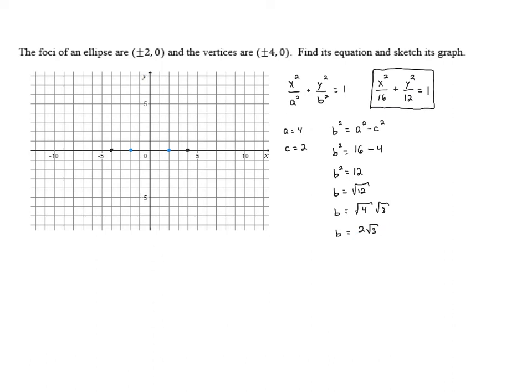b is equal to 2 times the square root of 3, which is approximately 3.5. So we can put our y-intercepts up at 3.5 and down at negative 3.5. And once we know where those are, we can finish sketching the graph of our ellipse, and then we are done.